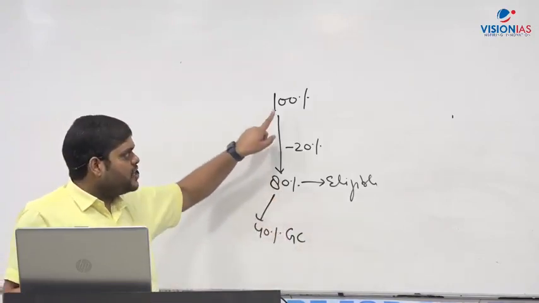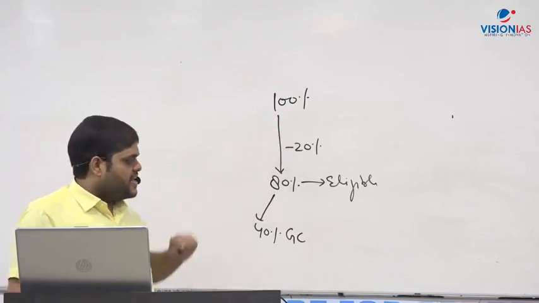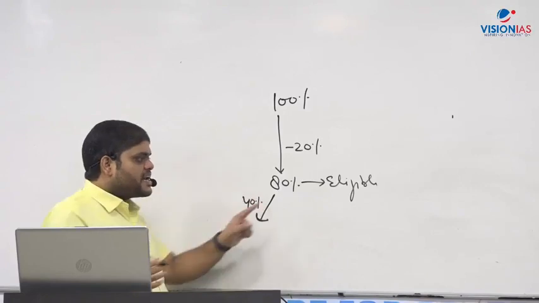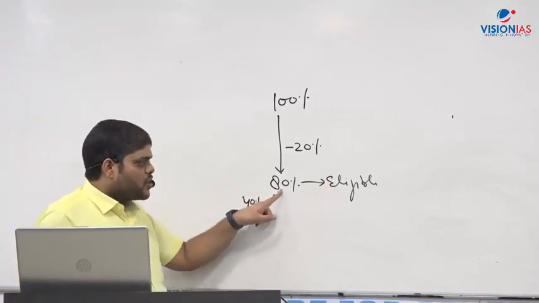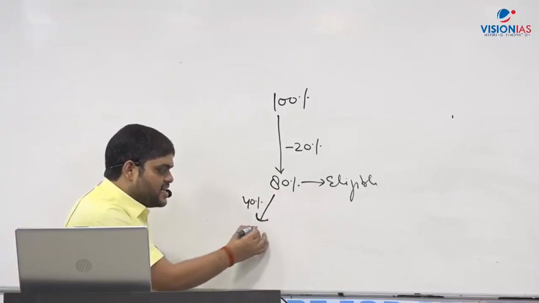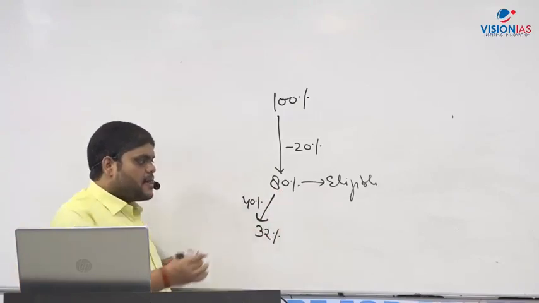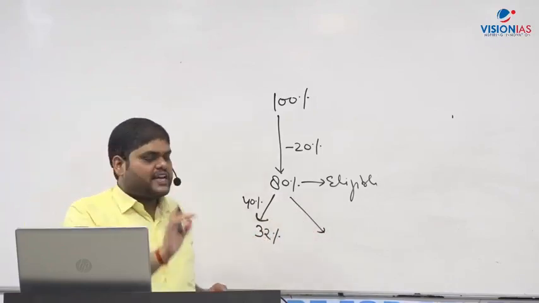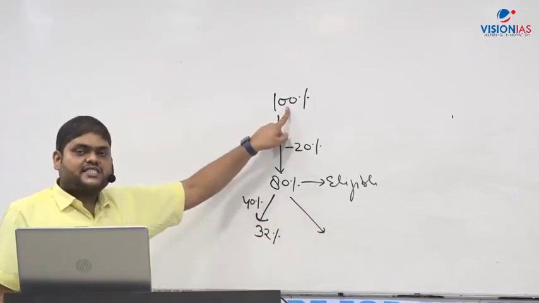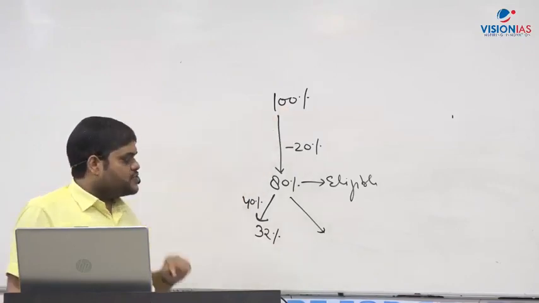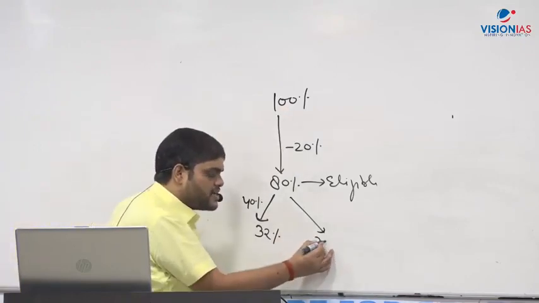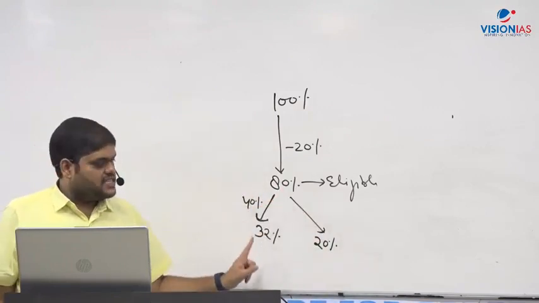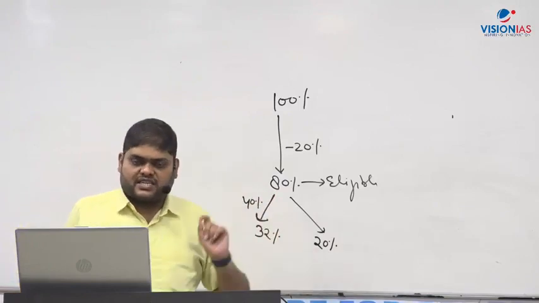What are they giving? 20% of total. Here they were giving 40% of eligible candidates. So when you find 40% of eligible candidates, this becomes 32%. But the next sentence is not 20% of eligible, they are saying 20% of total candidates. So 20% of total becomes what? Direct 20%, not 20% of eligible. This is the trick here which you have to understand.